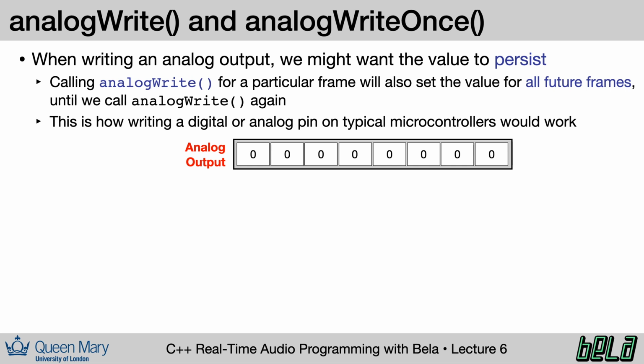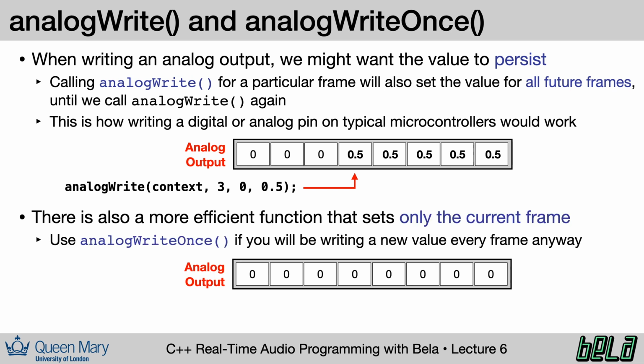But here, the Bela core code has to do a bit of extra work to make sure it works with a sampled signal. If I call analog write and I write frame number 3 to a value of 0.5, what's going to happen is that that frame and each subsequent frame will all be set to a value of 0.5. Now this is fine, but it's not necessarily the most efficient if you knew that you were going to be calling analog write every single frame anyway.